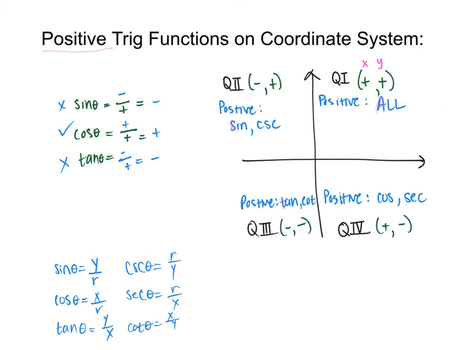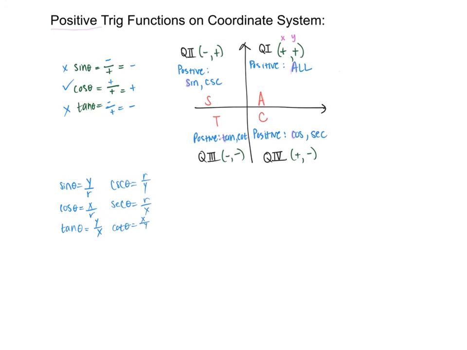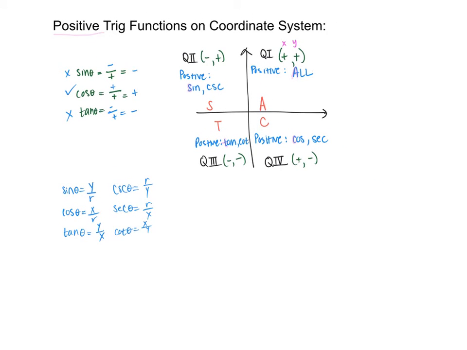The third quadrant is tangent, T, and the fourth quadrant is cosine, which is C. So what I like to do is create an acronym for this. This is going to be A, S, T, C. So how I remember this is the acronym that goes like this.